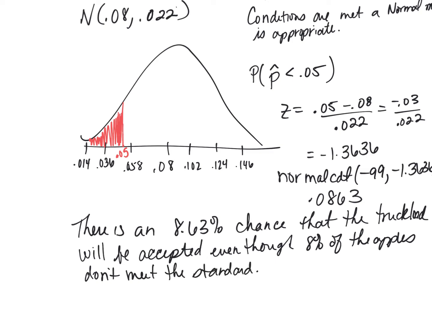It's the probability of getting a sample less than 5% if 0.08 is the actual proportion of bad apples in the truckload.